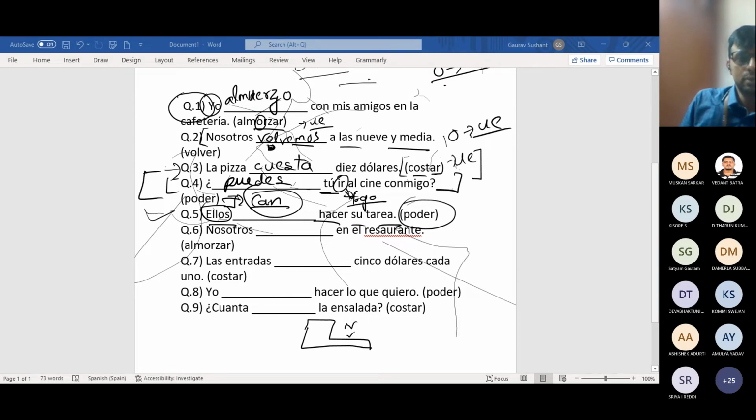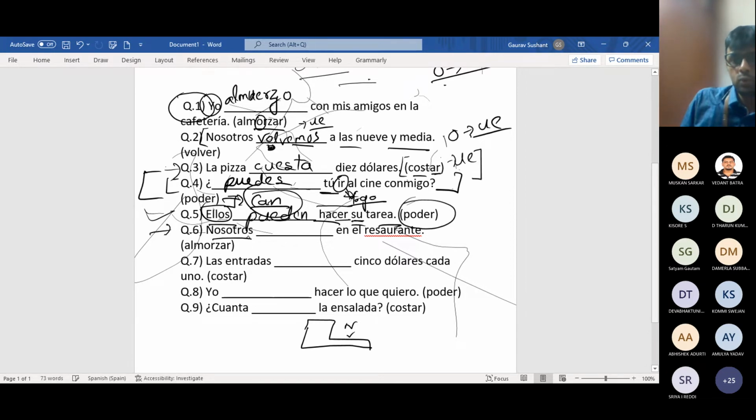So let me ask the next one. Yeah, Sri Lakshmi, can you try? Yes, sir. Ellos pueden hacer su tarea. Exactly. Ellos pueden hacer, not hacer. H will be silent. So hacer su tarea. So they can do their homework. Hacer is to do, and poder is can here.